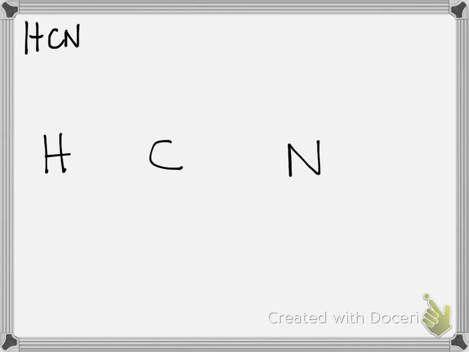Now, first off, how many valence electrons for H? 1. That's going to get 1 dot right there. How many for C? 4. So 1, 2, 3, 4. And how many for N? 5. So my total number at the end is going to be 10. 1, 2, 3, 4, 5.